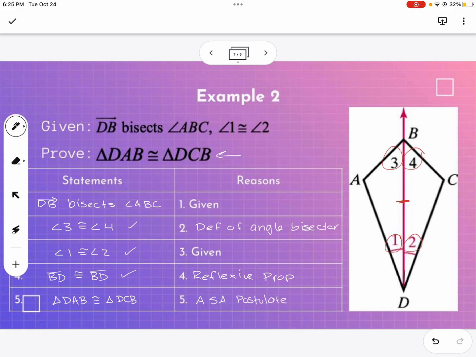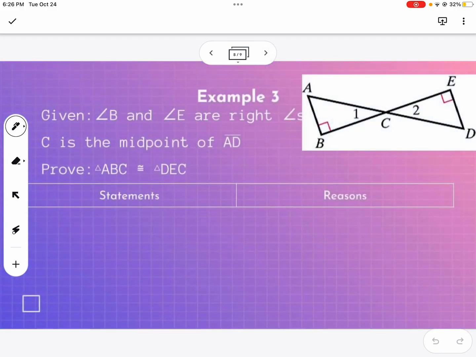And that's it. So I know proofs can seem daunting. Take it step by step. Start with your givens and then ask yourself, okay, how can I use that given to prove a pair of something, angles or sides, congruent? And then once you have a bunch of angles and sides congruent, well, which postulate could you apply here to prove the triangles are congruent? Good work with that. Let's move on to another one.